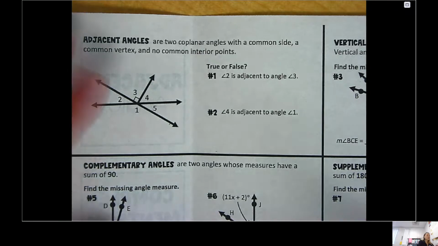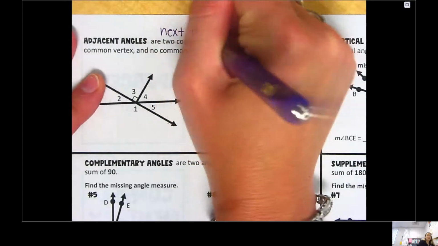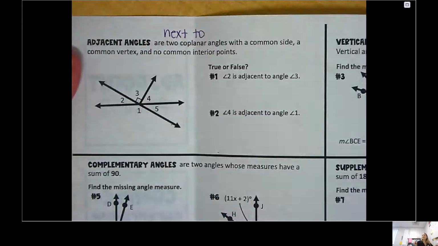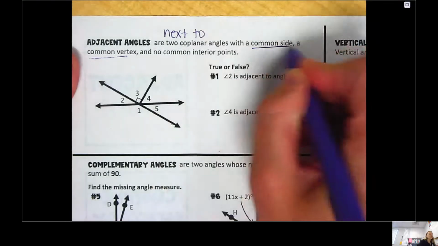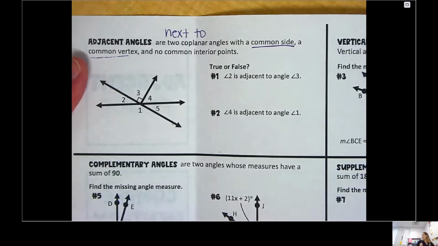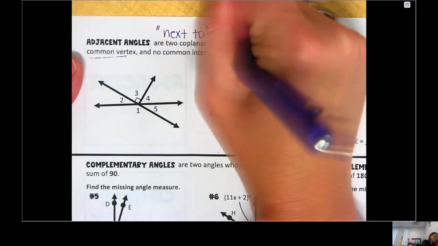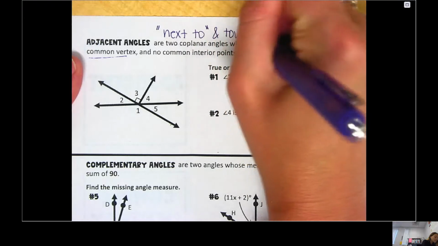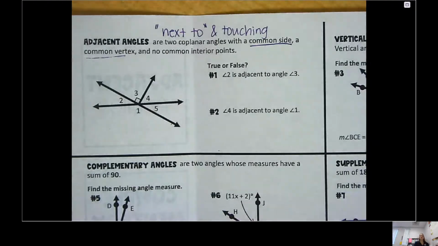In other words, adjacent angle just means next to each other. And when we're talking about a common vertex and a common side, that's just a really fancy way of saying they have to be touching each other. So they're next to and touching. In this picture here, you have a whole bunch of different angles.